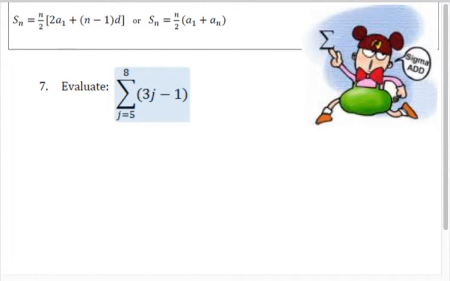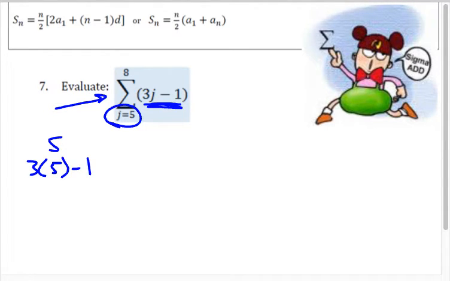Sigma notation, summative or summation, some people call it. Here's our expression that we're going to plug in numbers for and generate our terms. But now we're not starting with 1, now we're starting with 5. So that just means you plug in 5 first. So if I'm going to plug in 5 here, this is going to be 3 times 5 minus 1. 15 minus 1 is 14. There's my first term.